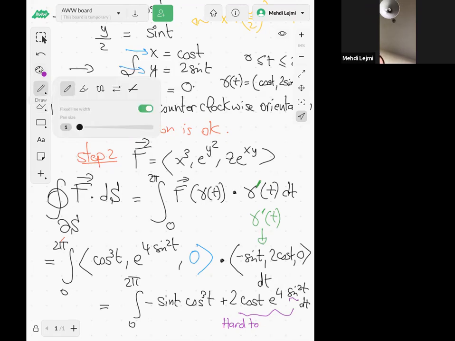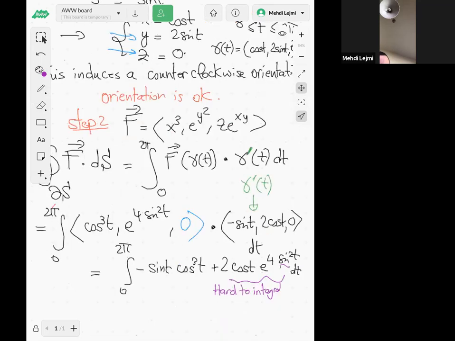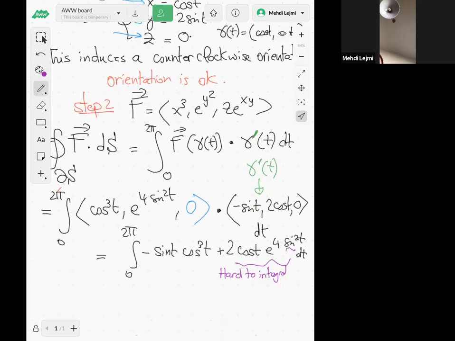Does this make sense to you guys, why this is hard to integrate? It's because the sine squared here is in the power of an exponential. As a derivative, you need sine times cosine, not just cosine, if you want to use substitution. So you need more than one substitution for sure. That's kind of hard to integrate.